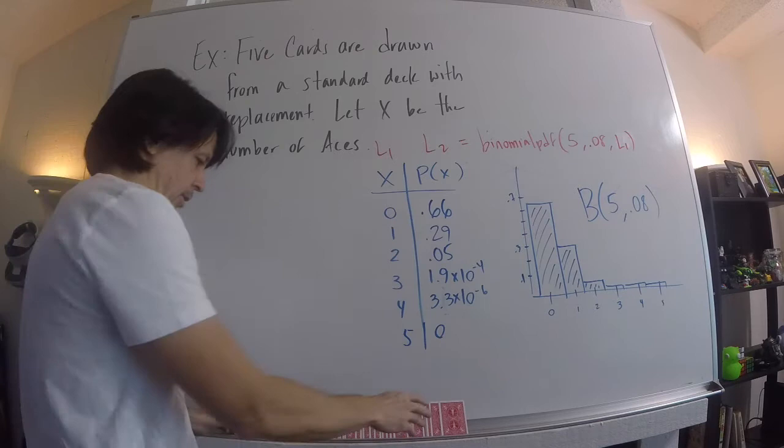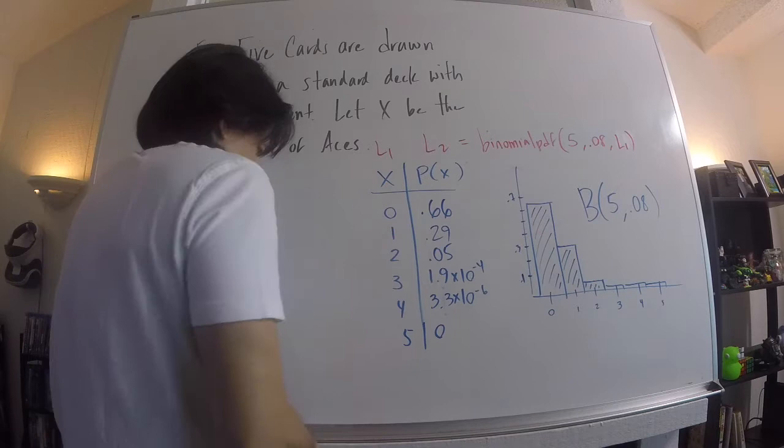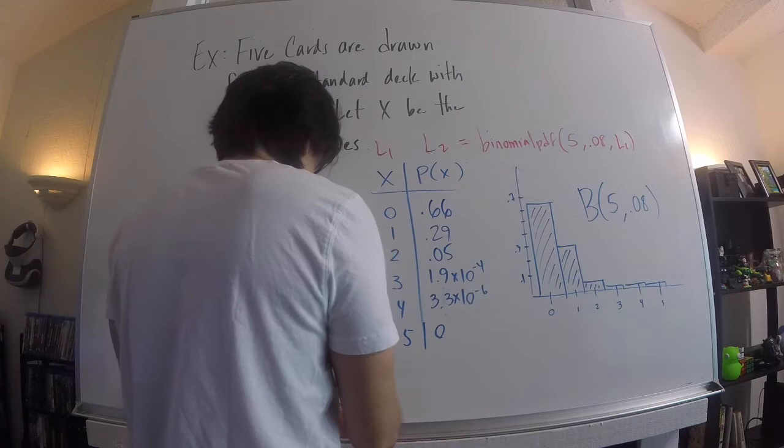I could do 1 more. I got 3 aces so far. I'll shuffle it good. Last one. Okay. I got a rogue. Not an ace. Okay. I got three.